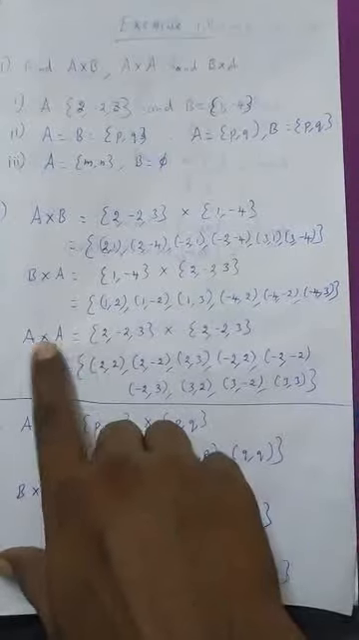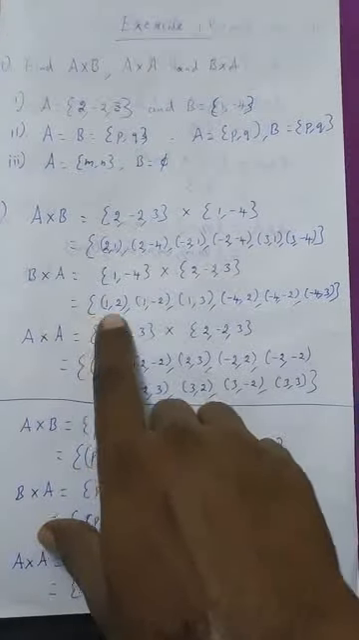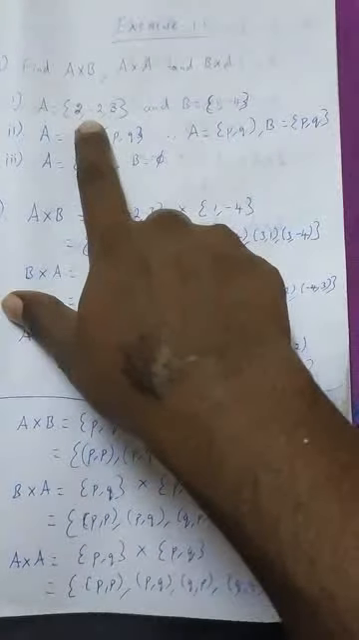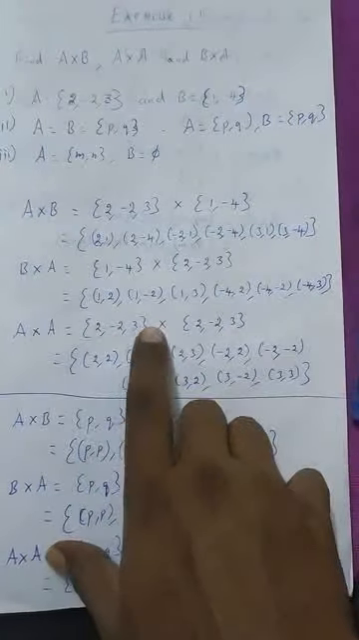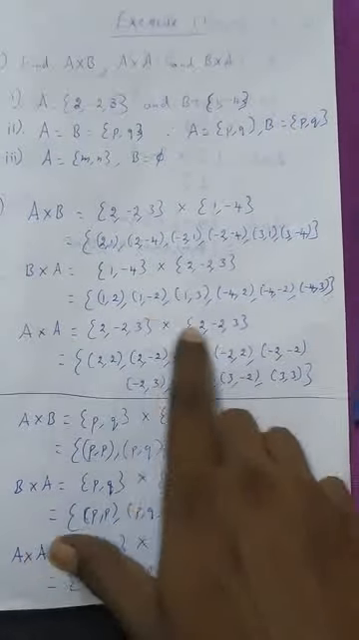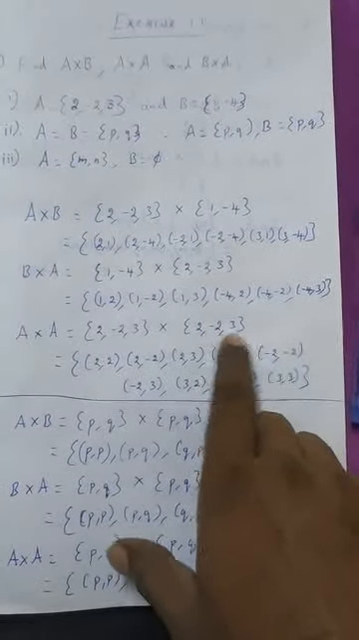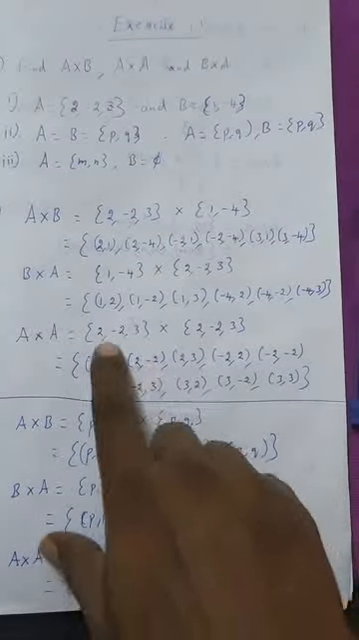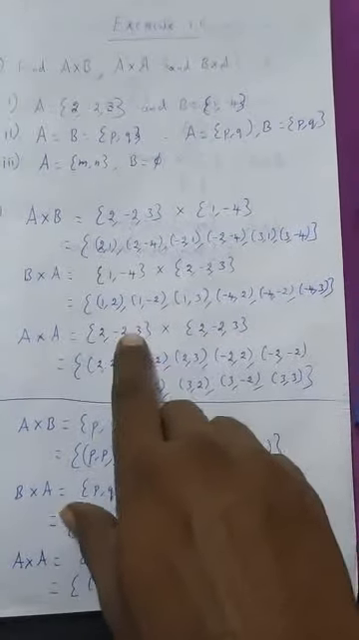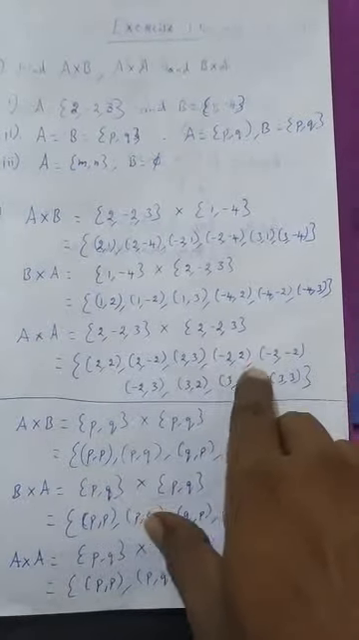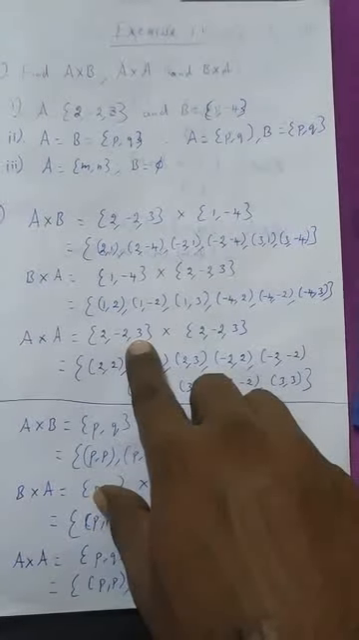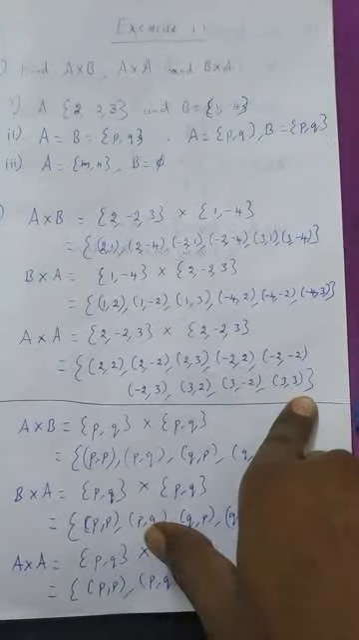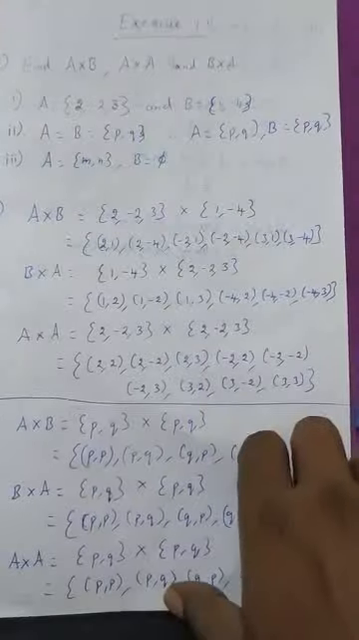And A cross A is nothing but the Cartesian product of A and A itself. Here A is {2, -2, 3}, cross again A, so we write the same set {2, -2, 3}. Again we find the Cartesian product: (2,2), (2,-2), (2,3). (-2,2), (-2,-2), (-2,3). Again go for the third number: (3,2), (3,-2), (3,3). Right? This is the first subdivision.